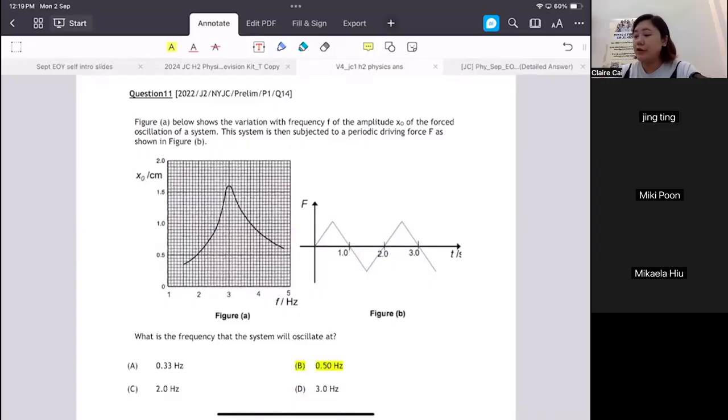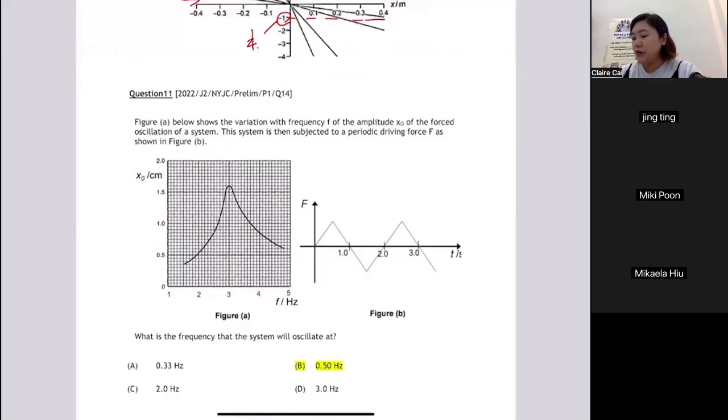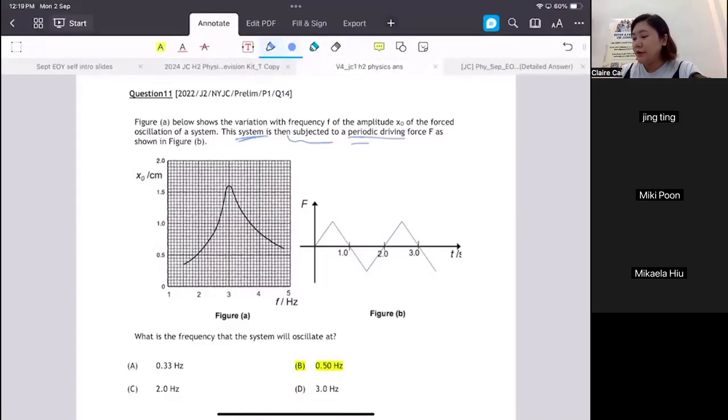A figure shows the variation of frequency with amplitude of a forced oscillation. So this system is now subject to another periodic driving force, as shown in figure B. What is the frequency that the system will oscillate with? So recap, if you have a forced oscillation, the system will oscillate at option 1, the natural frequency, or option 2, the driver frequency. Which one? We go with its own frequency or the driver's frequency? Yes, from notes, you will follow the driver frequency.